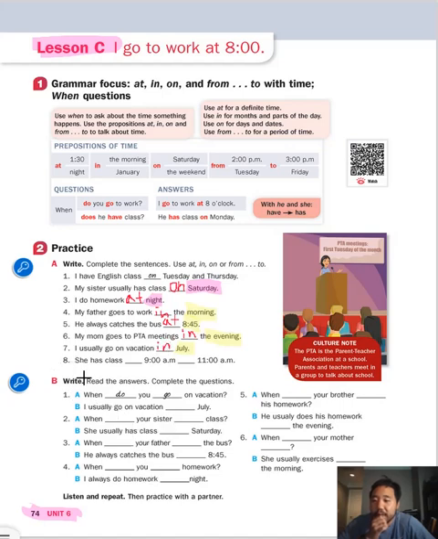Okay, now number 8. She has class blank 9 a.m. blank 11 a.m. So one more time. She has class blank 9 a.m. blank 11 a.m. This is a very easy preposition of time. It's starting and ending, and the preposition of time would be from to. It's kind of difficult to write, so I'm going to write below. So she has class from 9 a.m. to 11 a.m.